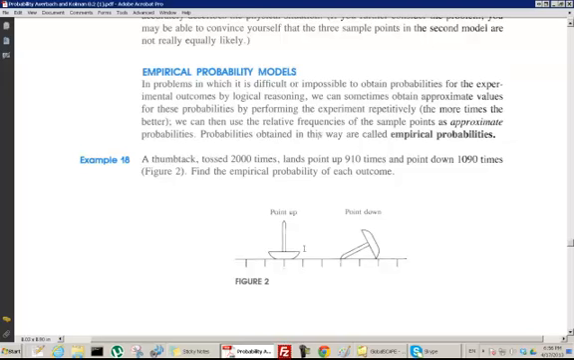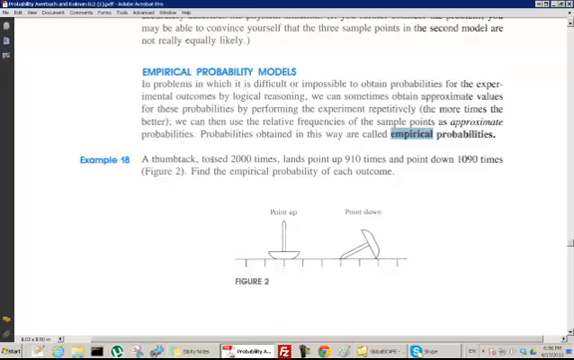So for example, if you take a thumbtack, and I ask you what's the probability that it will land point up versus point down, we probably have no idea, right? We can't say, oh, they're equally likely, or we don't have some kind of a priori model for this. Okay, so what's the alternative? The alternative is to test it. In other words, empirical probabilities.